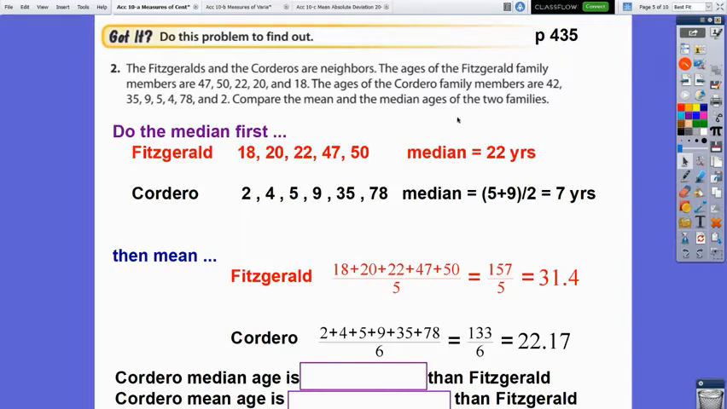Okay. And then it says compare the means and the medians for the 2 families. So you recognize if you look at the 2 medians here that the Cordero median age is 15 years lower than Fitzgerald's. Okay, way lower. Their mean age is only about 9, right? Only about 9 years lower. And the reason for that is that the median gives all these young whippersnappers here more weight in finding the middle of the ages.